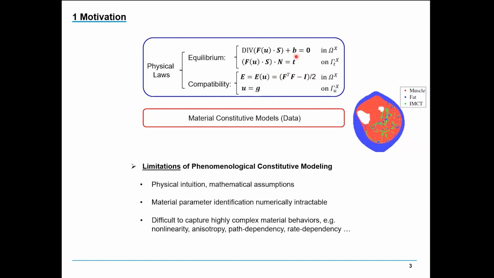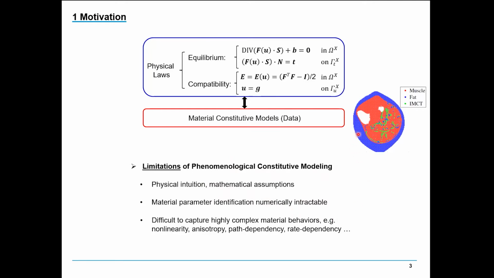And so here, in order to solve this boundary value problem, traditionally, we will need material models that relate stress and strain. And traditionally, we use the phenomenological constitutive modeling based on physical intuition and mathematical assumptions to obtain these material models. And experimental data of the material samples is used to identify the material parameters in the material models. However, this phenomenological constitutive modeling step introduces errors and makes the material models lack generality for complex materials.